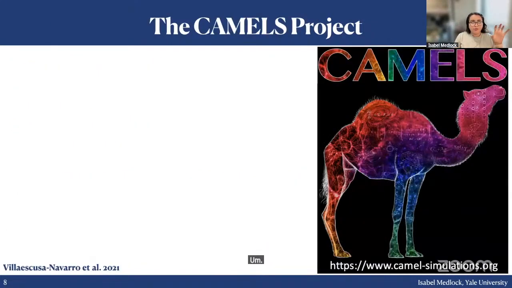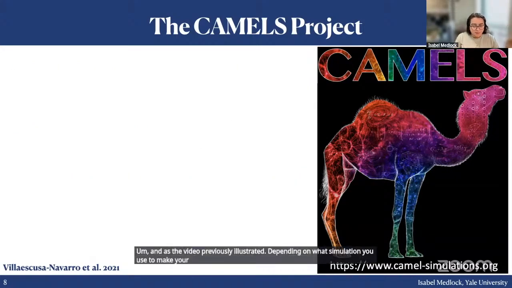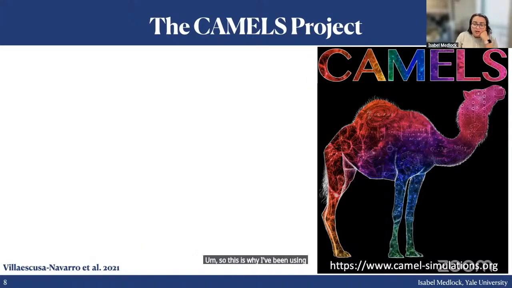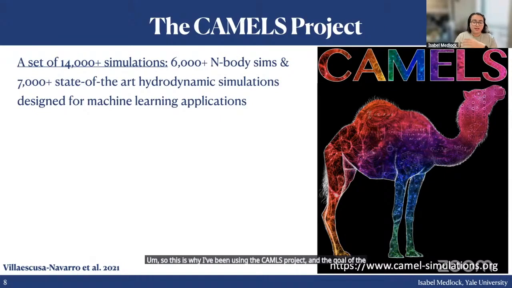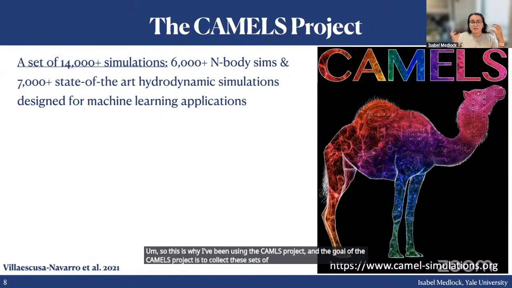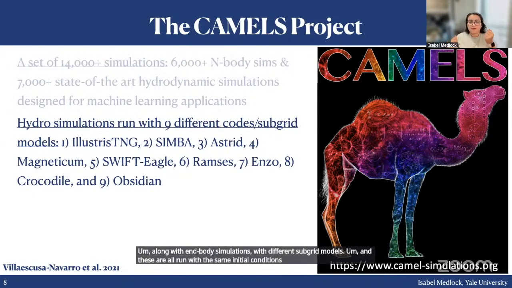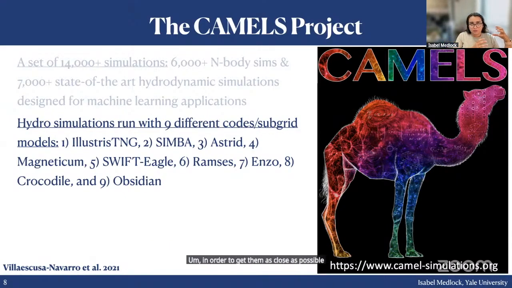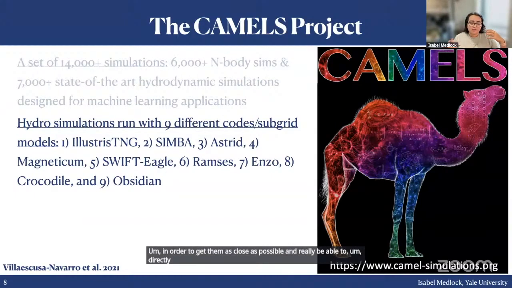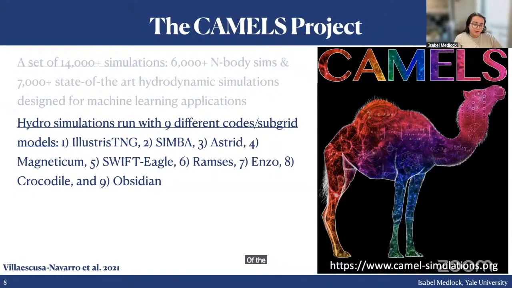And as the video previously illustrated, depending on what simulation you use to make your predictions, you're going to get wildly different predictions. So this is why I've been using the CAMELS project. The goal of the CAMELS project is to collect these sets of now tens of thousands of simulations, along with n-body simulations with different subgrid models. And these are all run with the same initial conditions, the same resolution, the same box size, in order to get them as close as possible and really be able to directly compare the effects of the subgrid models themselves.